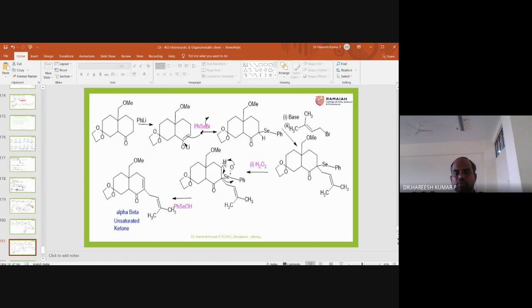Once there is a bond formation between this oxygen and this proton, the bond pair between this carbon and hydrogen moves over here. When there is an electron movement from here to here, the bond between the carbon and selenium breaks. So that is how an alpha, beta unsaturated carbonyl compound is obtained. Okay. So with this, I will go to the next slide.